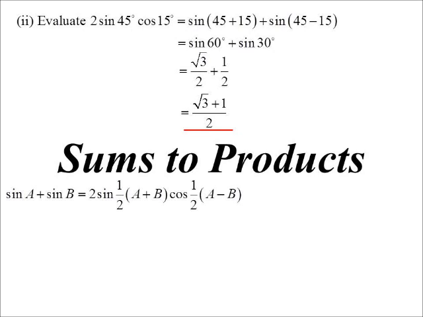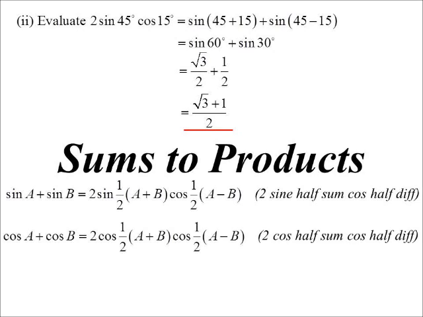If I've got a sum, it's going to become 2 sine half of A plus B cos of half of A minus B. Well, that's no fun. That's much more fun: it's 2 sine half sum cos half diff. And the cos one goes 2 cos half sum cos half diff.